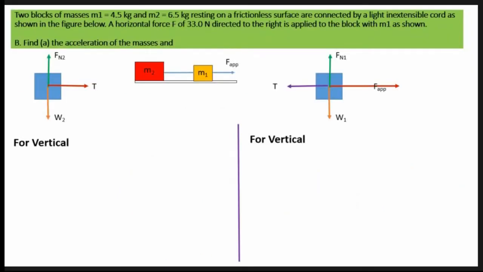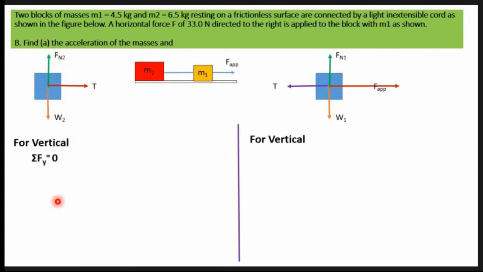Let's go to letter B. You have to find the acceleration of the masses. So we have here the free body diagrams. So we'll find out if there is an acceleration in the vertical direction. So let's have for mass 2.